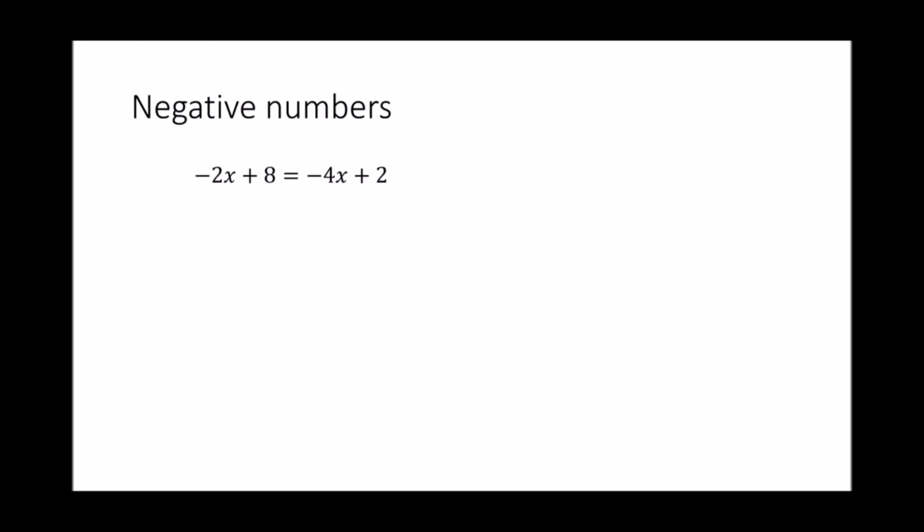Suppose I start with getting rid of this minus 2x. What does it mean to get rid of minus 2x? Well, to get from minus 2x to 0, to get rid of it, I would do plus 2x. You can also think of it as minus minus 2x, which is also plus 2x. What do I get then?